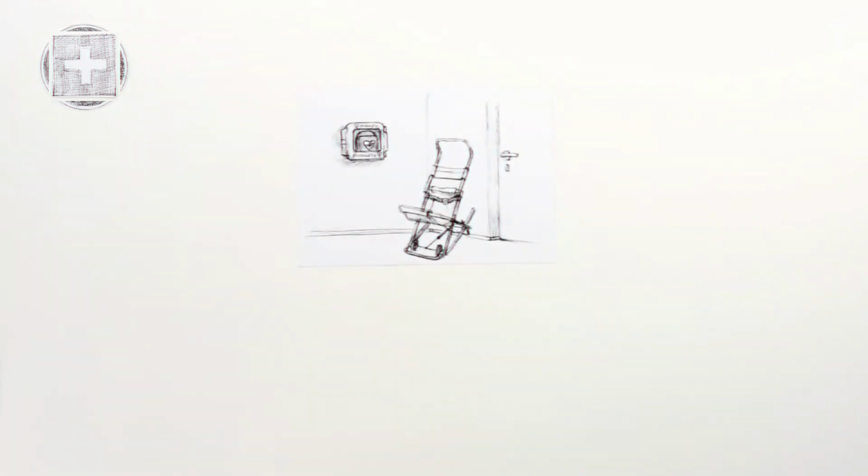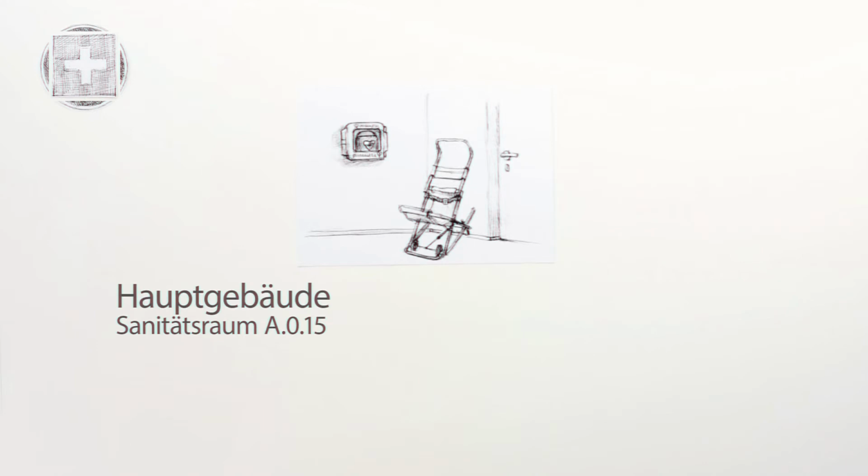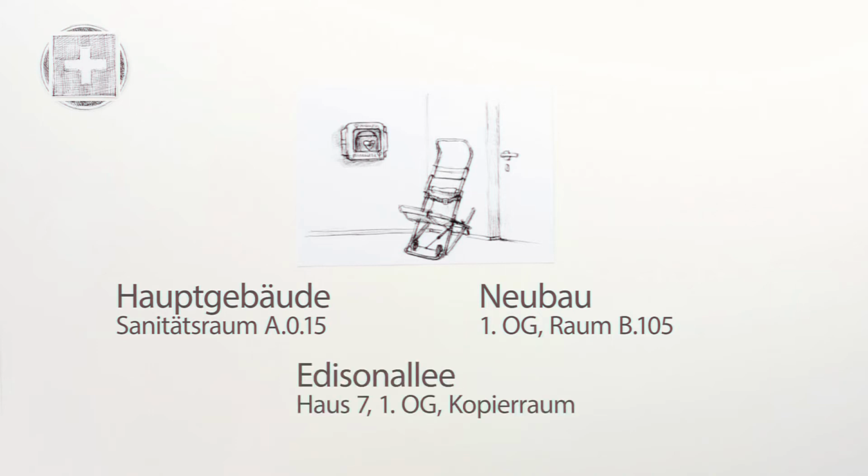You can find the first aid room in the main building on the ground floor in the purple stairwell. In the new building, it's located in room 105 on the first floor. The first aid room in the Edison Center is in building 7 on the first floor in the copy room.